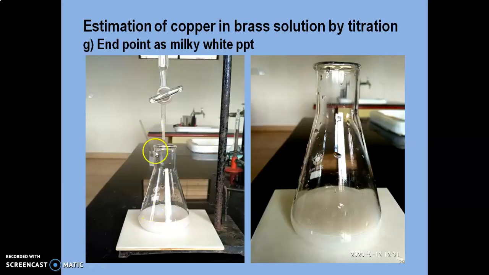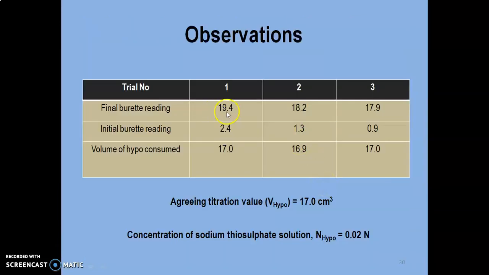So near the end, hypo solution has to be added in drops so as to make exactly milky white precipitate. After that, the final burette reading has to be noted down, and 3 successive trials have to be carried out, and agreeing titration value is noted as 17 cm cube. Concentration of sodium thiosulfate which was taken in the burette was 0.02 normal.